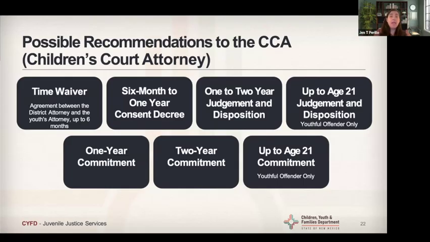That can also go up to the age of 21 if they are being adjudicated as a youthful offender. And also youth can be committed to a secure facility for either 1 year, 2 years, or up to the age of 21, again, if they are being adjudicated as a youthful offender. And to be adjudicated as a youthful offender within New Mexico, the youth has to be within a certain age range, as well as have committed specific offenses that are listed in statute.